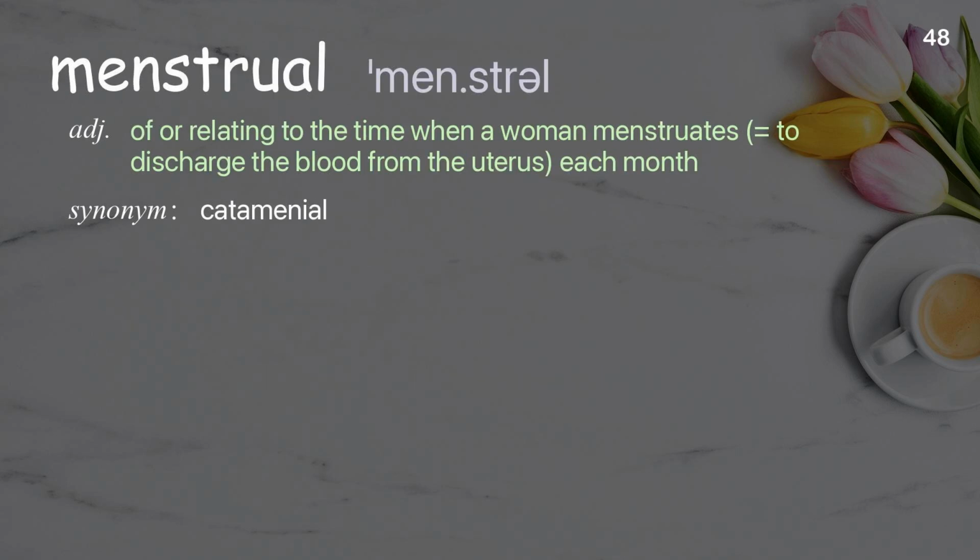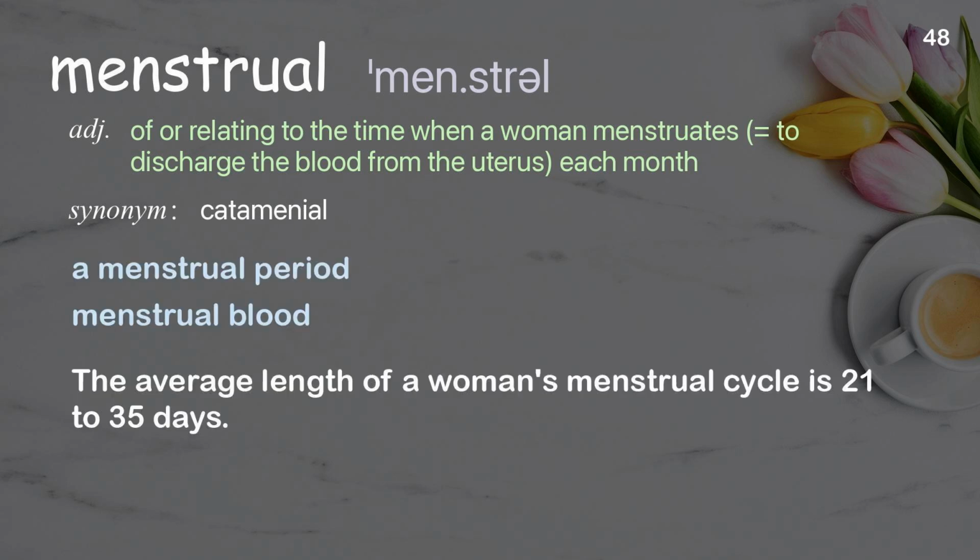Menstrual. Of or relating to the time when a woman menstruates, equals to discharge the blood from the uterus each month. Examples: A menstrual period. Menstrual blood. The average length of a woman's menstrual cycle is 21 to 35 days.